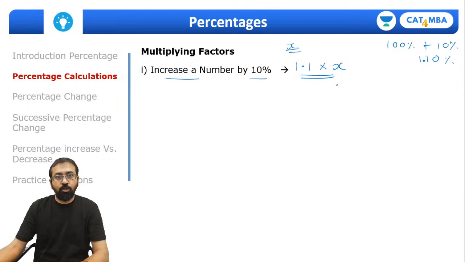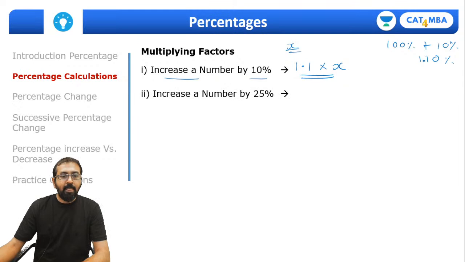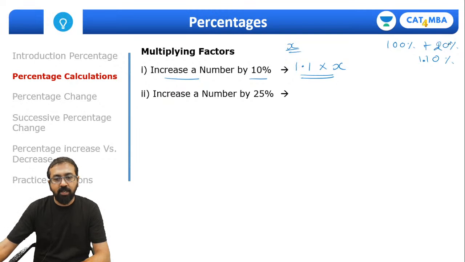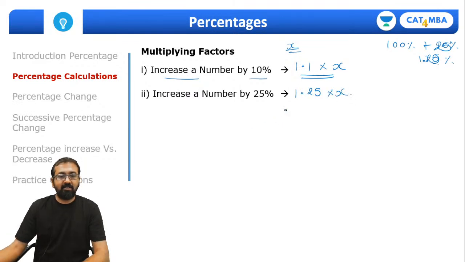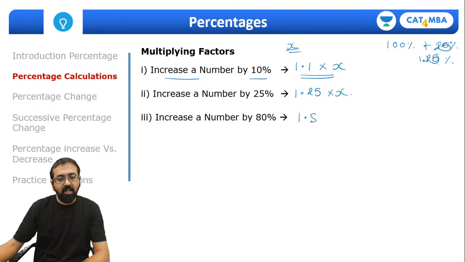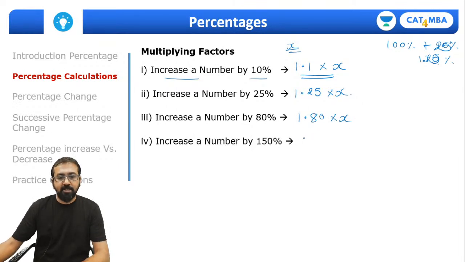Okay, let's take a few more examples so you become pretty sure about this concept. Everyone, increase a number by 25%. So if I want to increase a number by 25%, what is 100 plus 25? It's 125, right? So the multiplying factor will be 1.25 into x. Correct? It's 1.25 into x. Increase a number by 80%. So it will be 1.80 into x. Then increase a number by 150%.